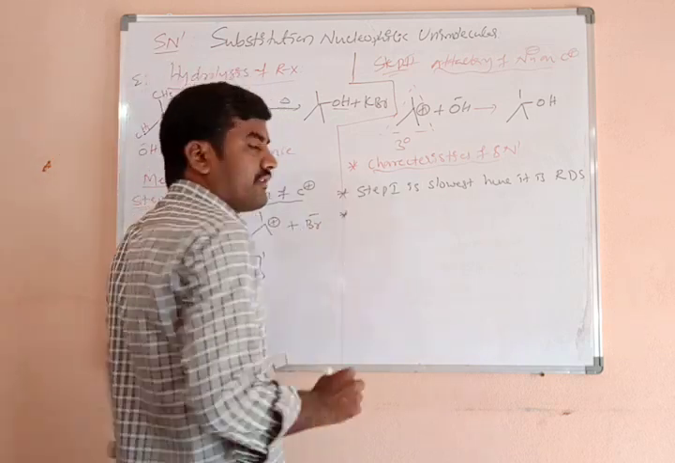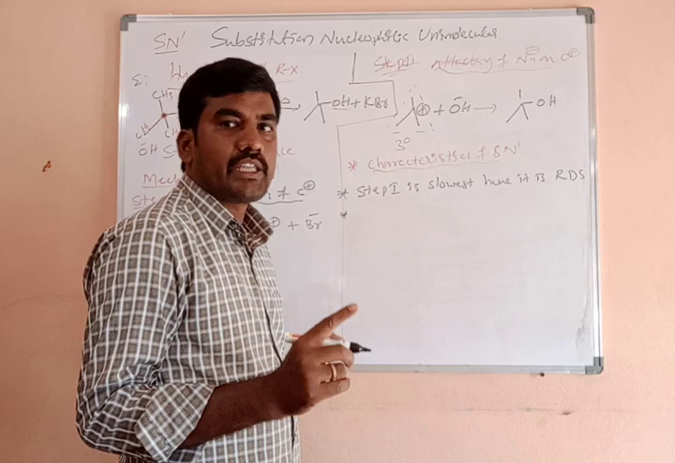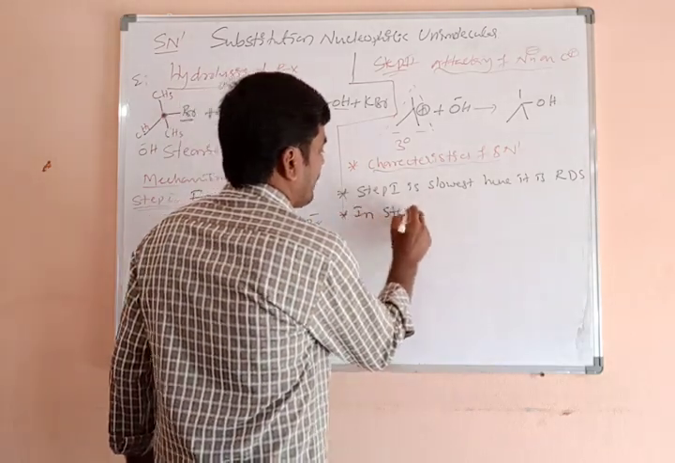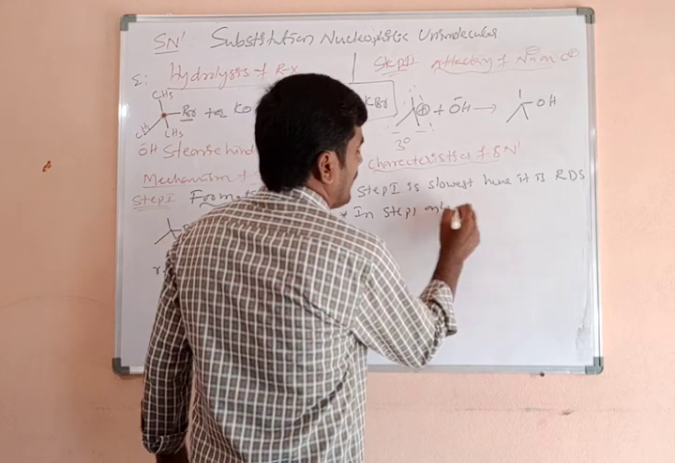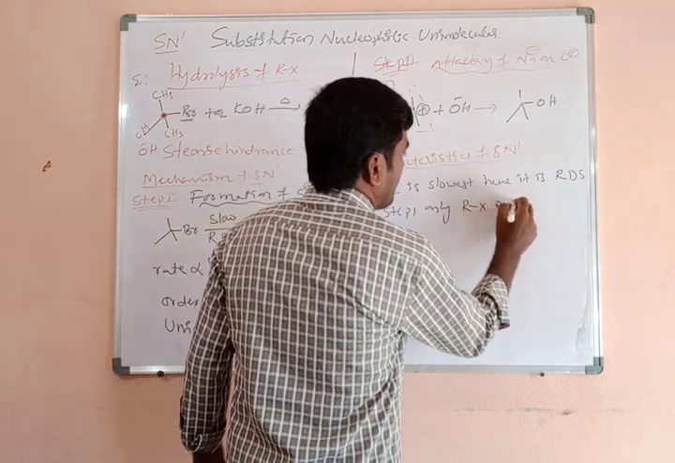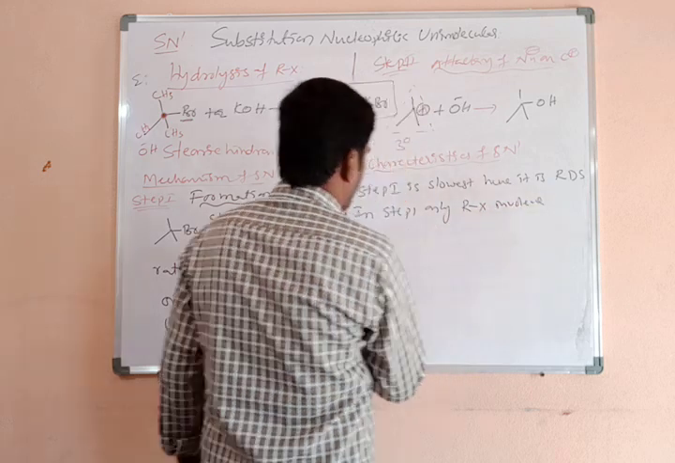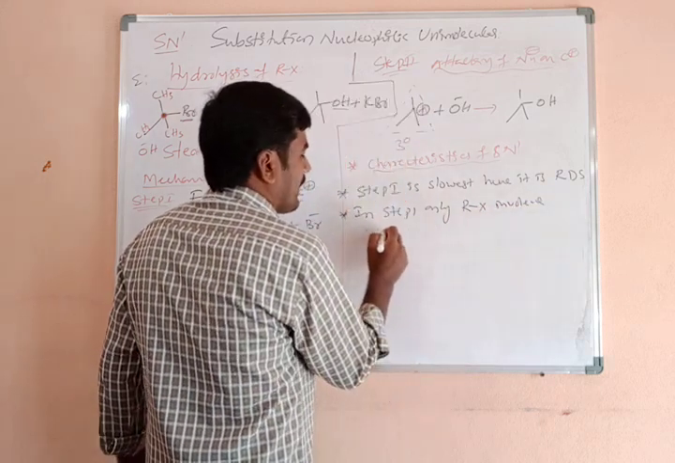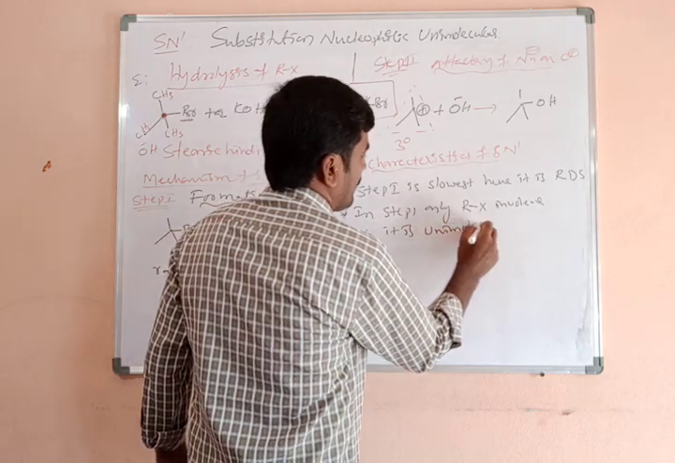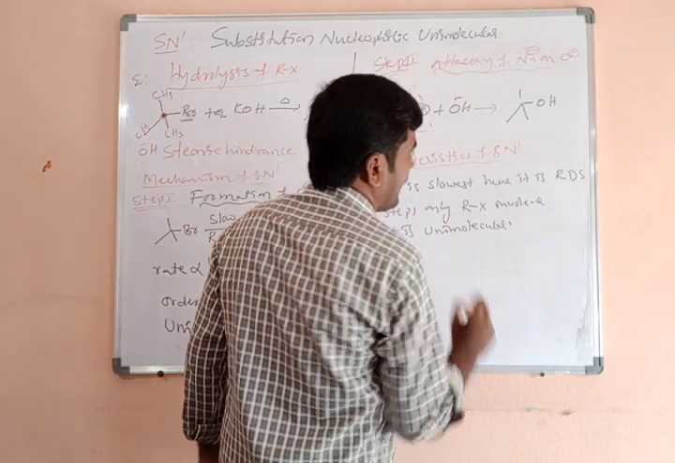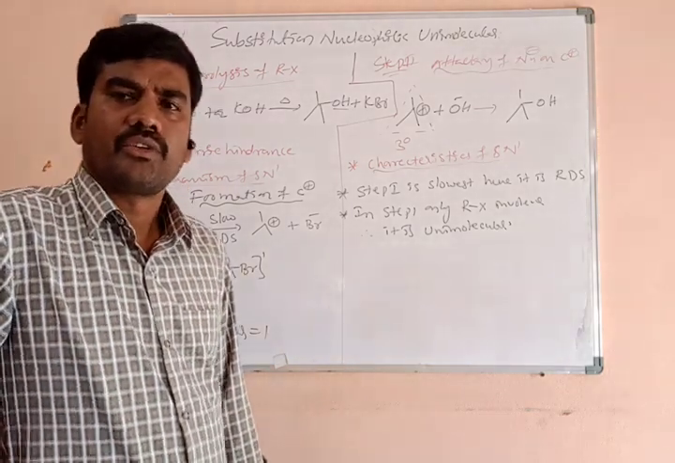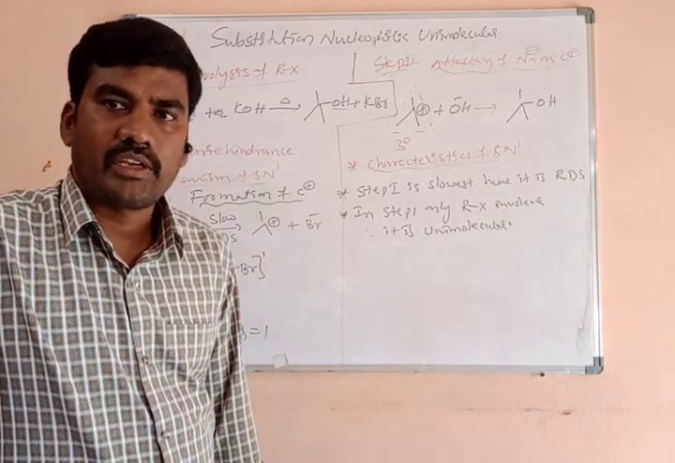In this reaction, only a single molecule is involved. In step 1, only alkyl halide is involved. Therefore, it is a unimolecular reaction. In the rate determining step, only alkyl halide is involved, so it is a unimolecular reaction.